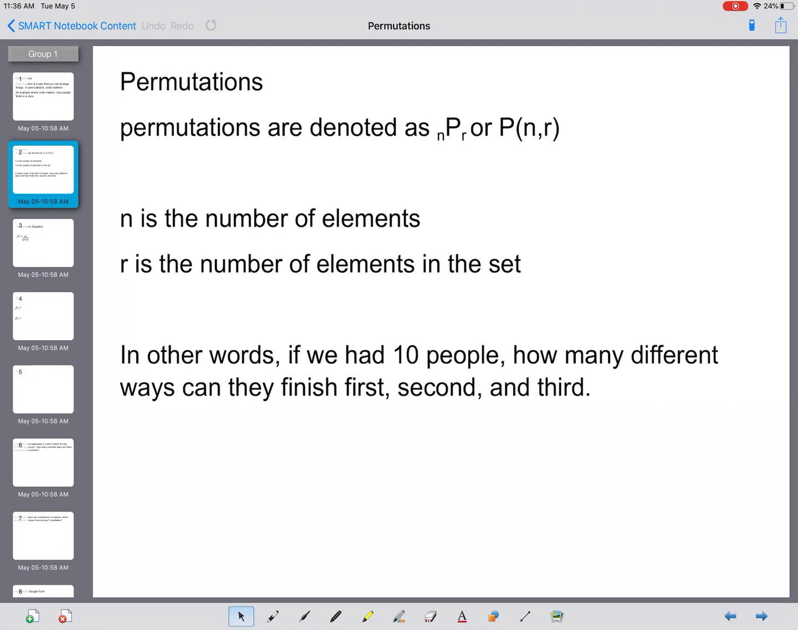Permutations are denoted as nPr or P to the n r. N is the number of people or the number of elements, the number of people in the race. R is the number of elements in the set. In other words, if we had 10 people, how many different ways can they finish first, second, and third? That's what we're trying to answer.